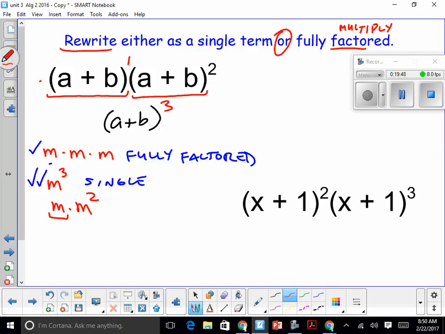What is the other version of this? Well, I have one of these whole things here, and I have 2. How do I do the fully factored version? I just write this thing 3 times. I'm running out of space. I'm trying to put it below here. A plus B. I got the first one. A plus B. I got the second one. A plus B. I got the third one.